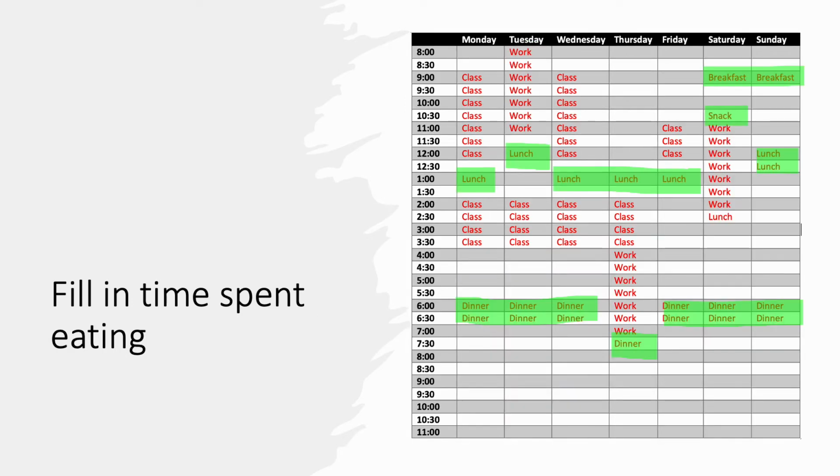Next, I schedule time I'm going to spend eating or preparing my meals. This can vary from person to person. Some people need more time. Throughout the week, I didn't schedule time for breakfast. I'm just going to be grabbing something quick on my way out the door. And some days, if I want to give myself a little time to relax, I gave myself a little extra time for lunch, like on Sunday, you can see.